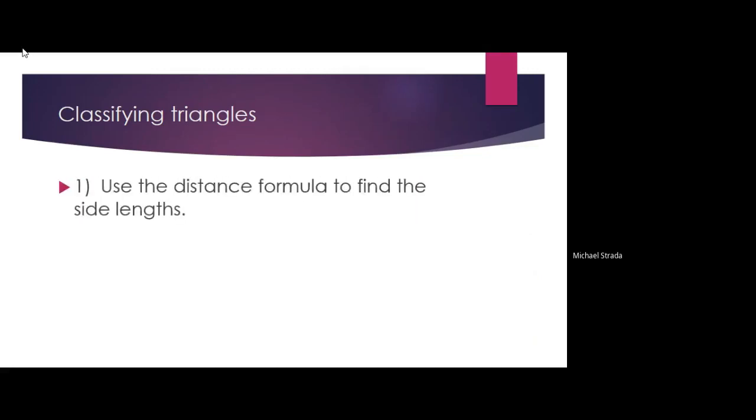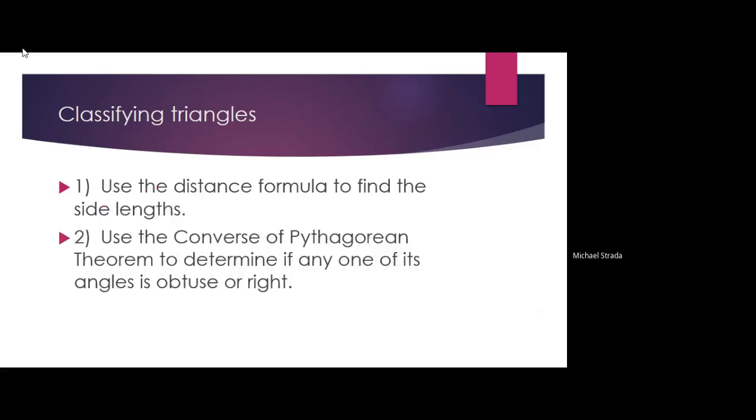All right. So basically, the first thing we're going to do is classify triangles. You are going to use the distance formula to find the side lengths. And then number 2, use the converse of Pythagorean theorem to determine if any one of its angles is obtuse or right.